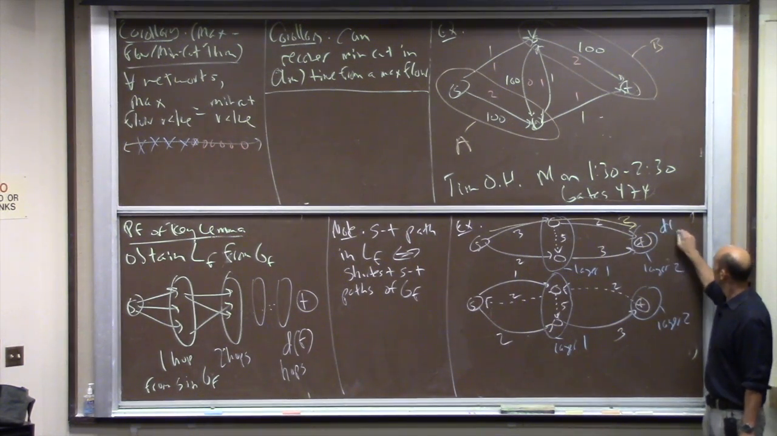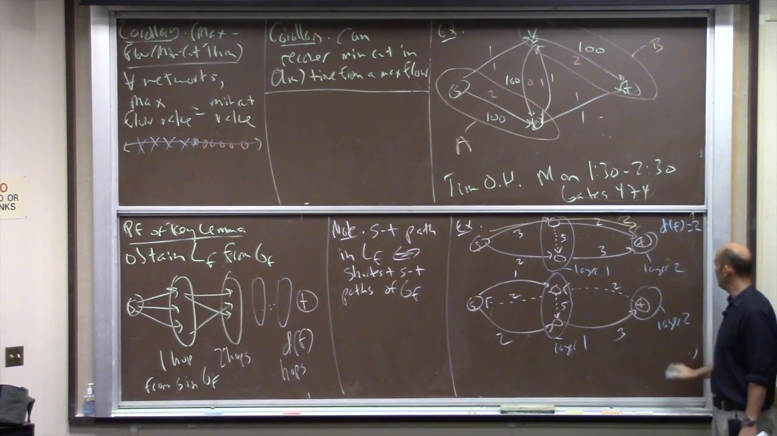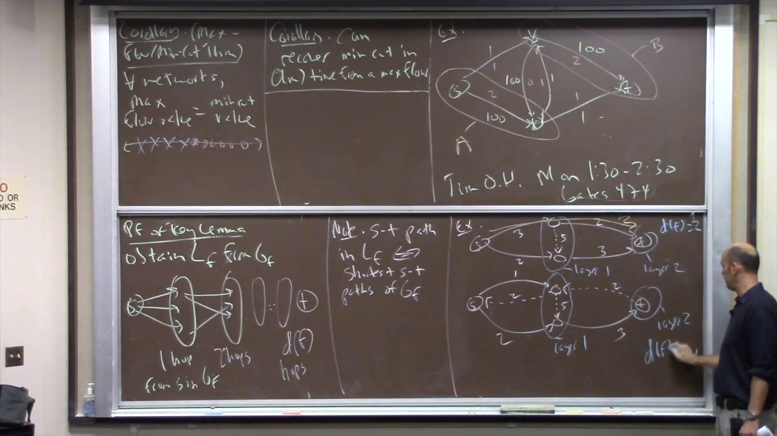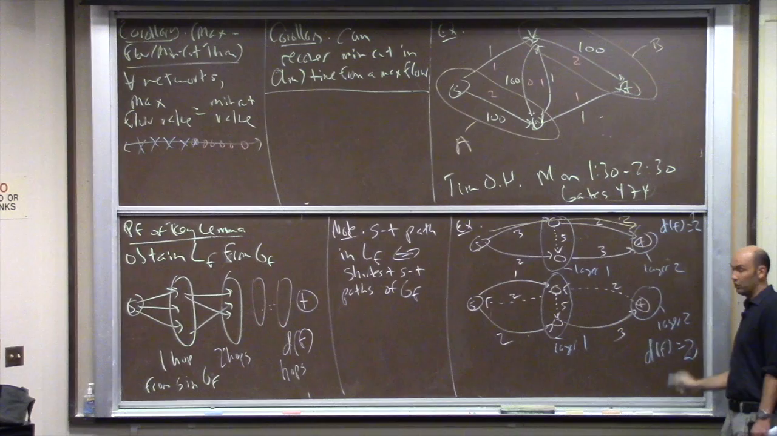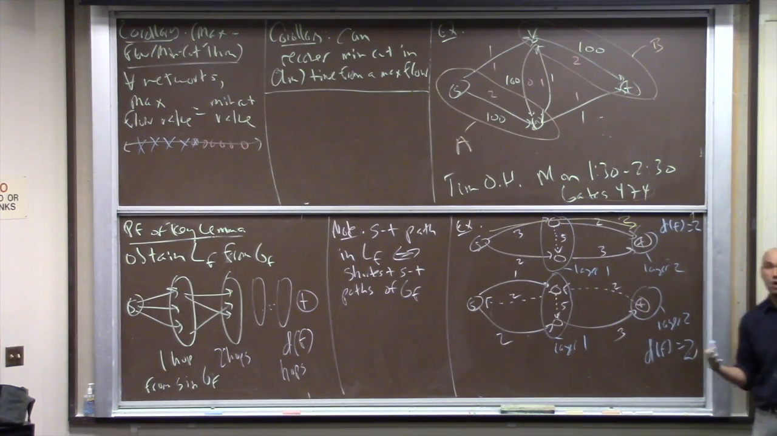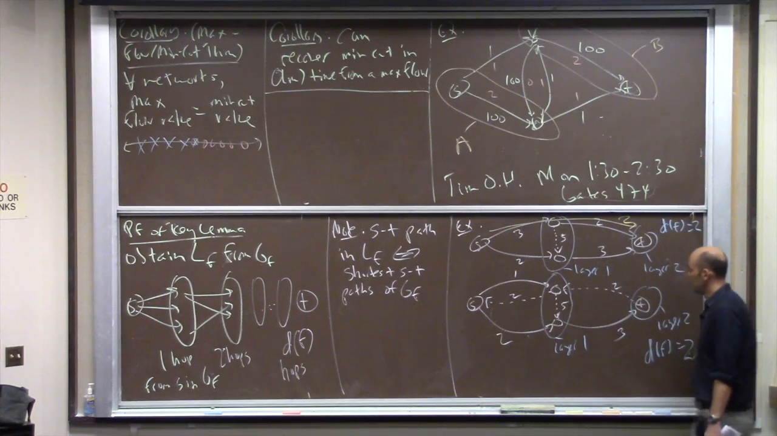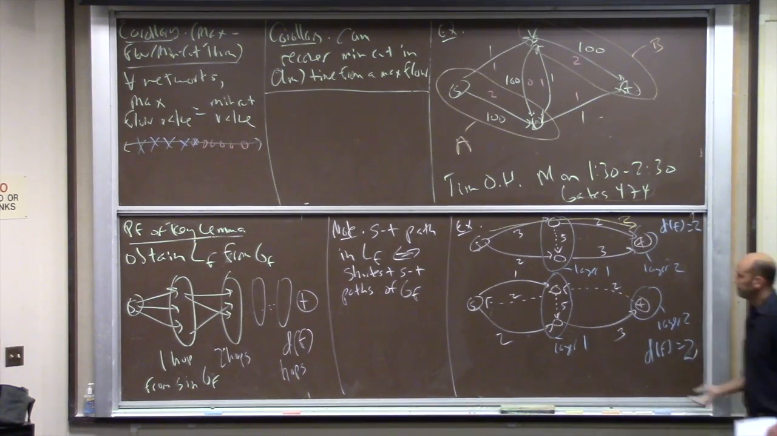Okay. So here D of F was 2, and here D of F is still 2. So this shows that indeed, when you do an augmentation in Edmonds-Karp, there's no guarantee that the source-sink distance will strictly increase. That may not happen. Okay? Didn't go down at least, so that's good.